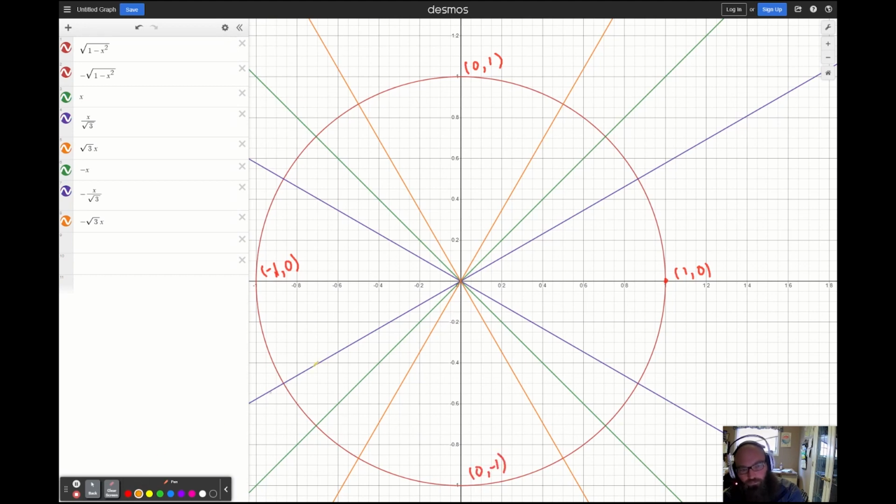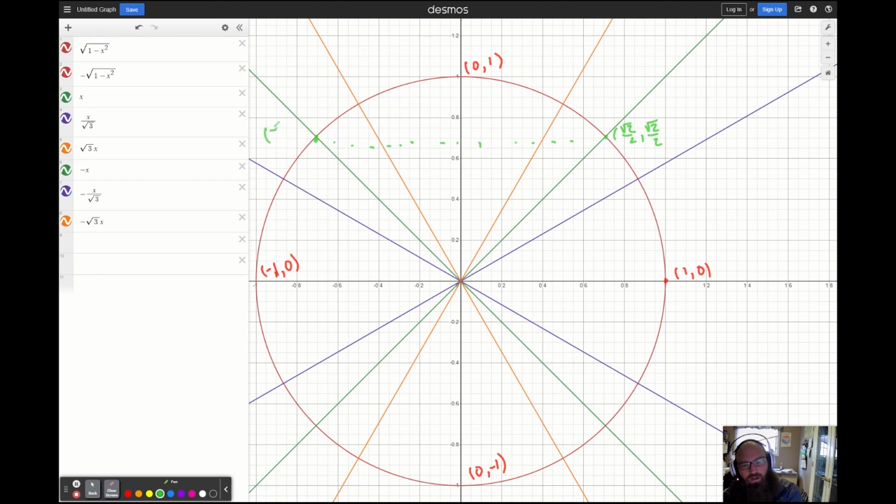I usually find the 45s the easiest, so let's just think about the 45s. My x coordinate on this was root 2 over 2. My y coordinate was root 2 over 2. Now, if I go straight across from the intersection, I'm going to hit that point right there with my beautiful straight lines.